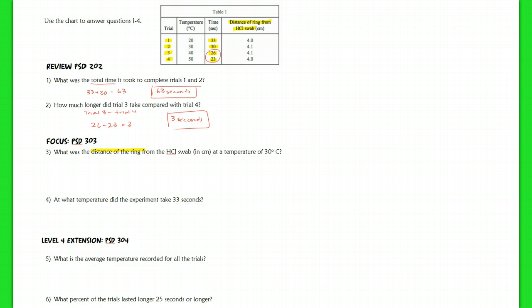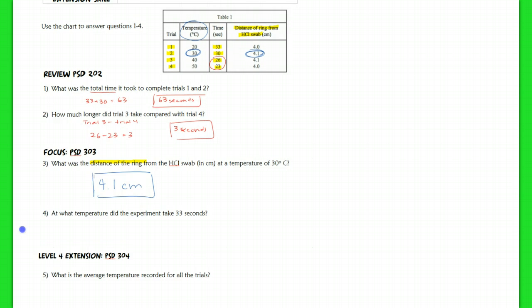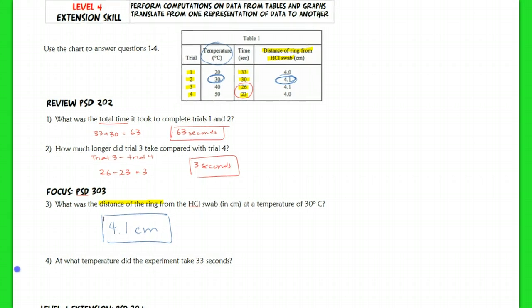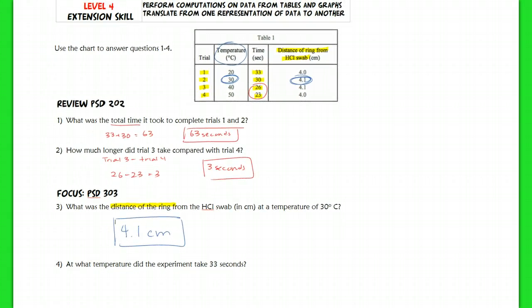Now, it wants the distance from the HCl swab in centimeters at a temperature of 30 degrees Celsius. So I look at the temperature, and I'm looking at 30 degrees, and I scroll over here to the distance, and that answer would just be 4.1. So that's 4.1 centimeters. Okay, so it's just making the question seem a little bit more complex, but really it's the same skill that you did before, where you're just piecing something from a table.